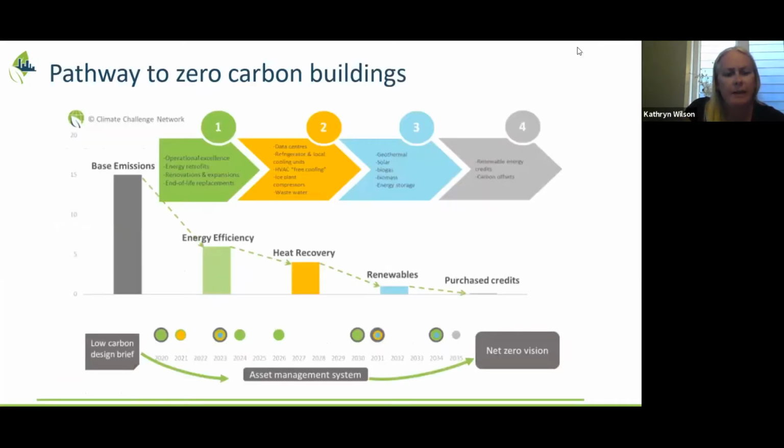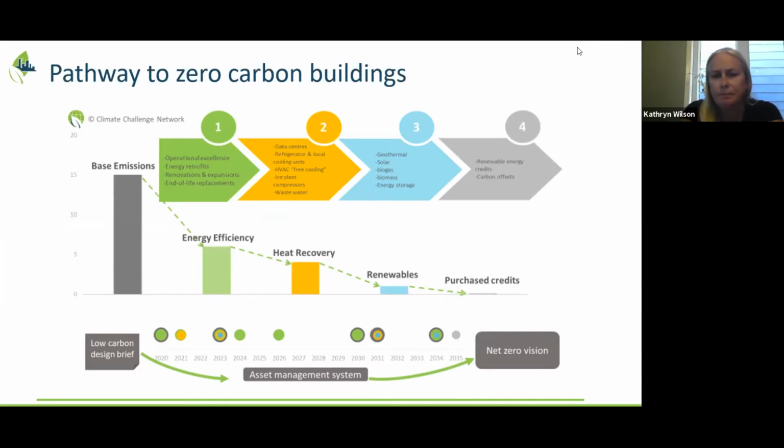Just to give a bit of background again, this will be very familiar to a lot of people on the line, but I wanted to give some context for those who are not familiar. The pathway to zero carbon buildings follows a systematic process to identify 4 areas of the integrated solution. First, energy efficiency to improve operations and equipment efficiency, and heat recovery to put as much of the waste heat as possible back into the building.